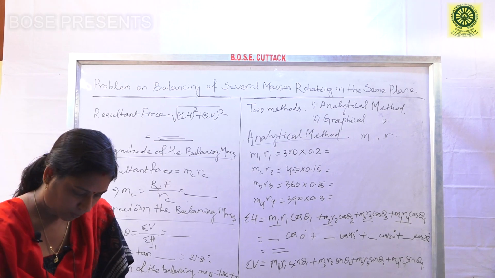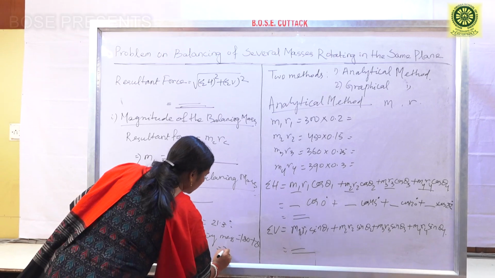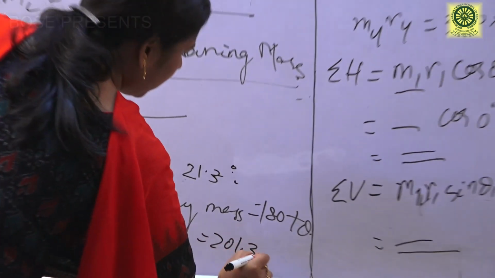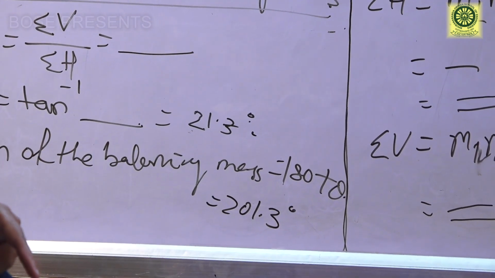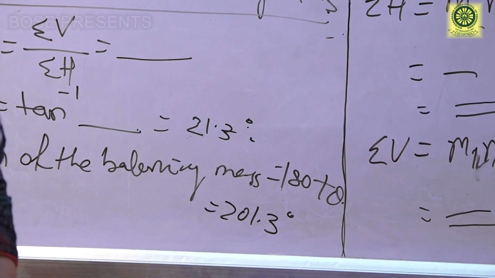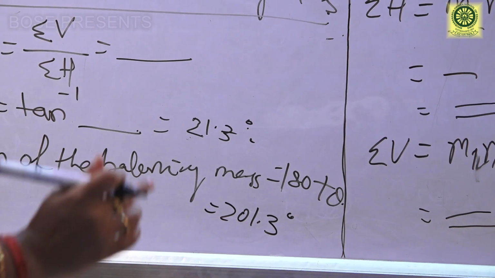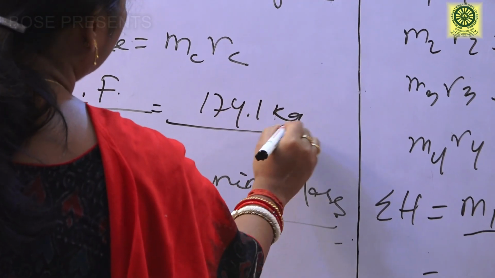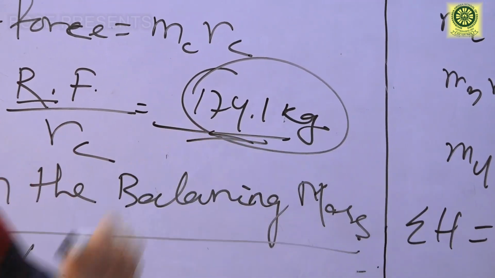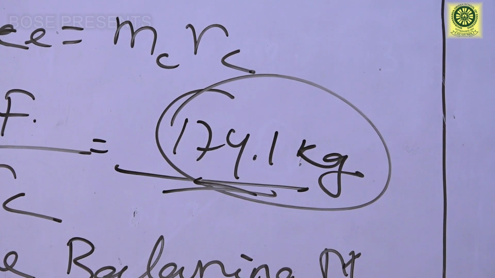And your answer will be 201.3 degree, and here the mass will be equal to, what I solved here, 174.1 kg. Here you will get 174.1 kg. After solving, you will definitely get this value. Okay, so this is the analytical method.